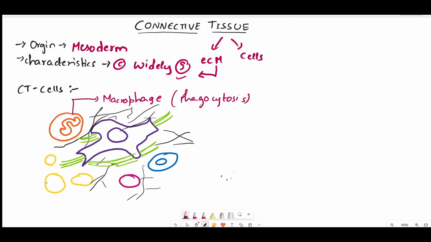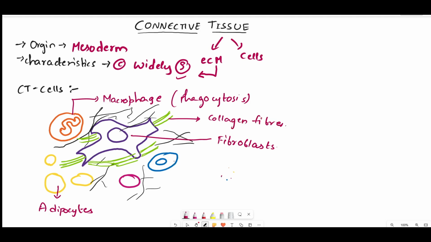Similarly, we have these yellow colored structures, which are called adipocytes. Adipocytes are the fat cells that are useful for storing food inside the skin. All the food will be deposited under the skin, and that forms the adipocytes. Then this part is called the fibroblast. Fibroblasts are useful for secreting the fibers, and these green colored structures are called the collagen fibers.